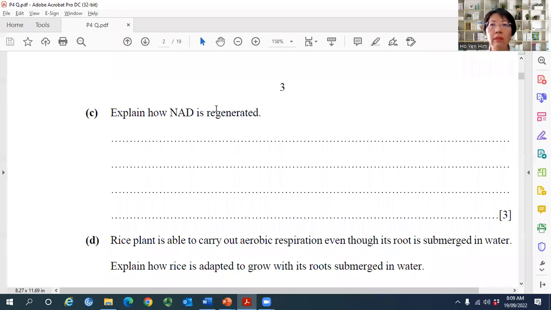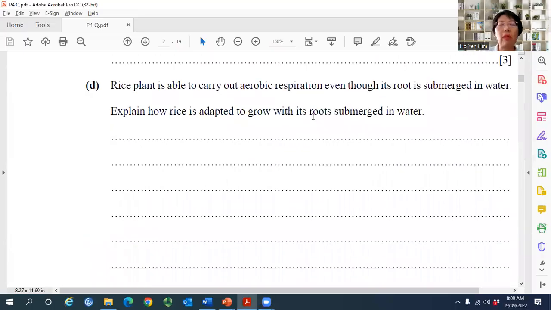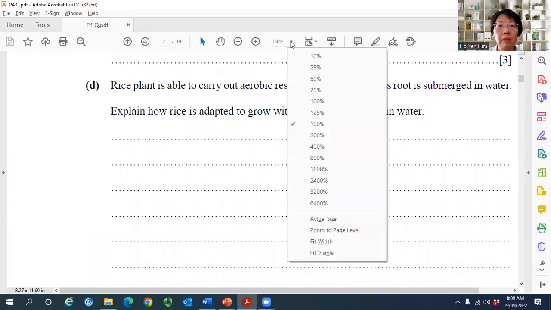Question D. Okay, D is about rice plant. Let me make this bigger.